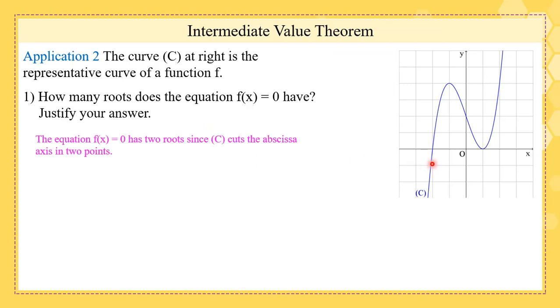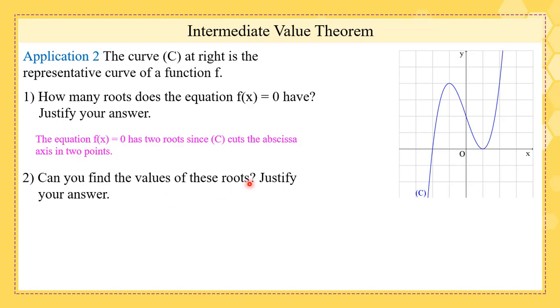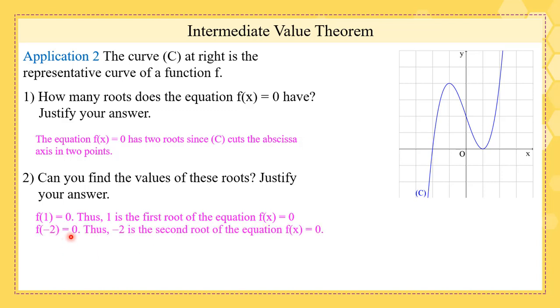Now here, remember, when we have the graph, we don't have to go on talking about the intermediate value theorem because you can just see it graphically. So the equation f of x equals 0 has two roots, since C cuts the abscissa axis in 2 points. In fact, these are the roots. This is one of them, this is the other one. Can you find the values of these roots to justify your answer? So f of 1 is 0, thus 1 is the first root, and f of negative 2 is 0, thus negative 2 is the second root.